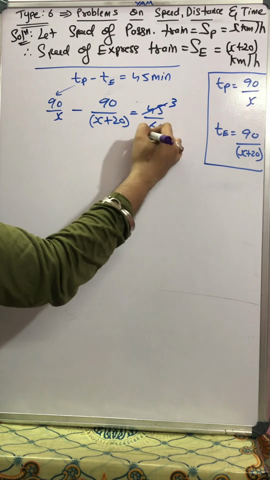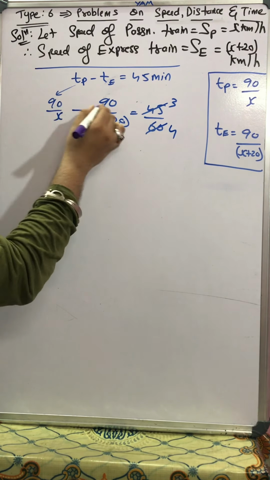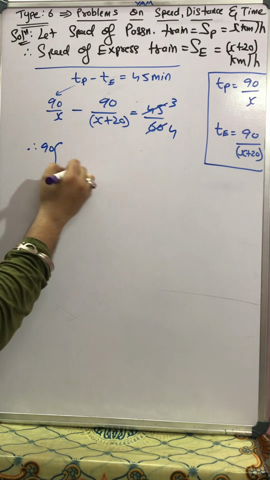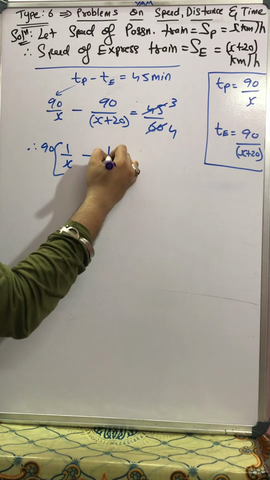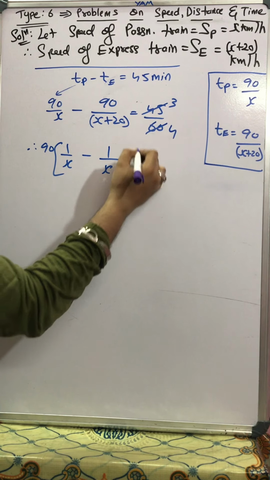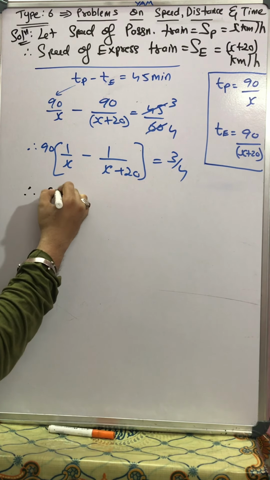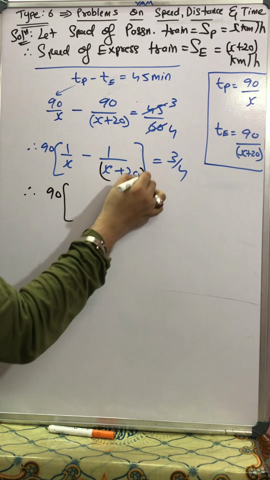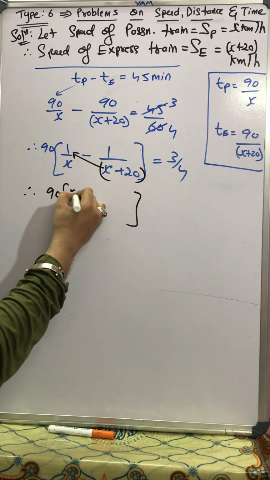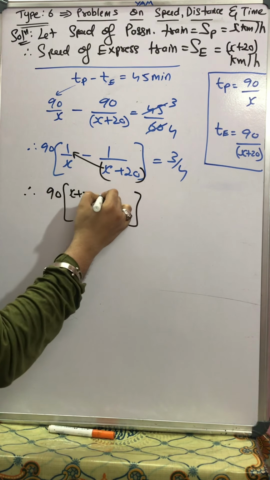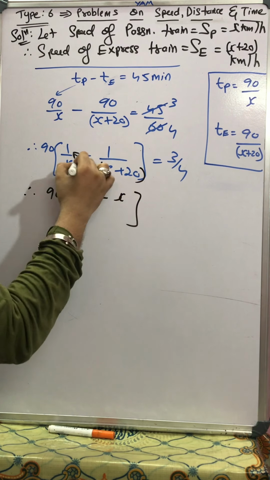15 3s are 45, 15 4s are 90. I can take out common. So if I take out 90 common, it's 1 upon x minus 1 upon x plus 20 is equal to 3 upon 4. Okay. Here 90 will be outside as it is. x plus 20 multiplied with 1. So becomes x plus 20 minus x, sign as it is. x 1s are x. x 1s are x.